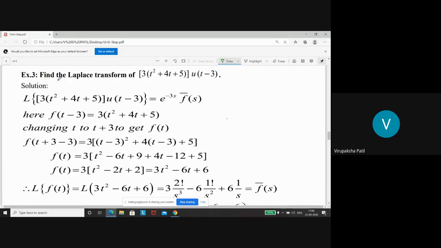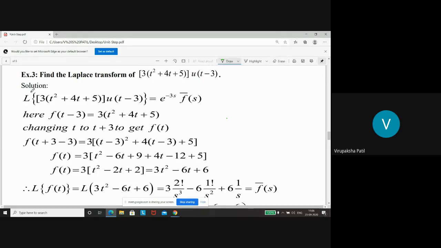Next, we will go to one more important example which has been asked in your examination sometimes. Find the Laplace transform of 3 into t square plus 4t plus 5 into bracket u of t minus 3. See, when terms like u of t minus 3 or h of t minus 3 come, you should think that this is a unit step function. So we have to remember those unit step function properties and basic results.